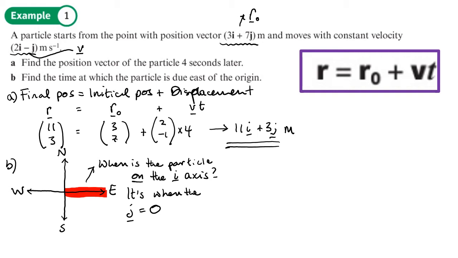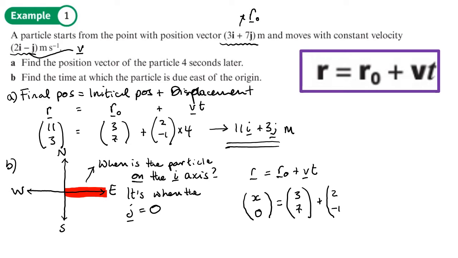So we're going to be using this again. Final position equals initial position plus displacement. Now our final position is going to be something at the top. We don't know what its x position is, but we do know that its y or j position is 0, so we can put 0 in there. Its initial position was still the same as before, 3, 7. And we want to know how long. Still the same velocity, 2, -1. And we want to work out what t is.